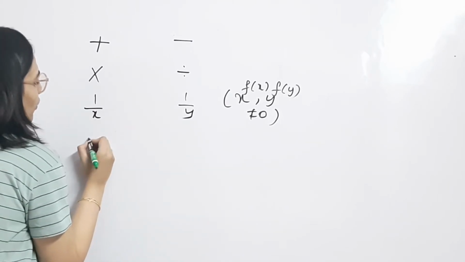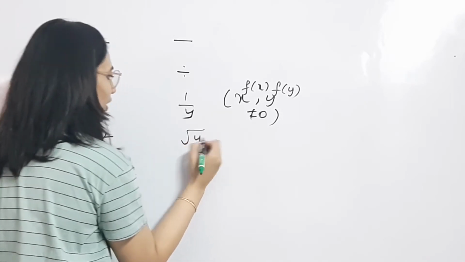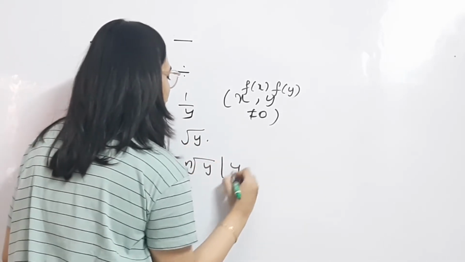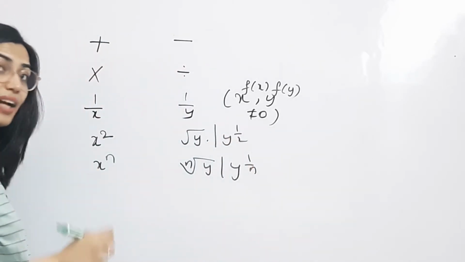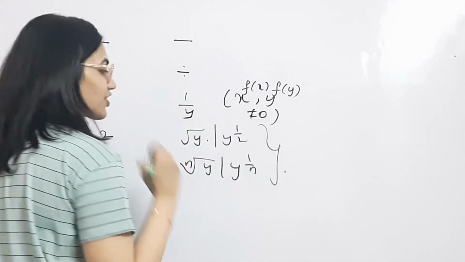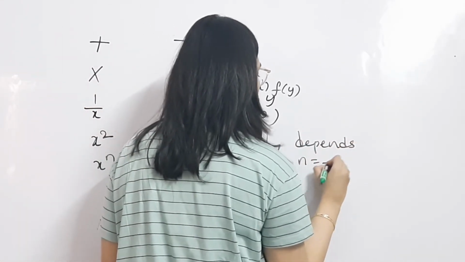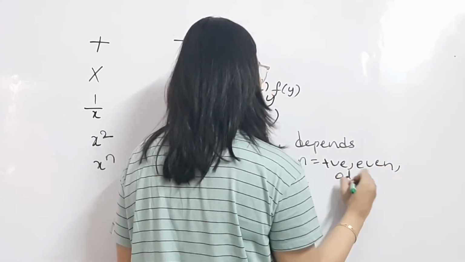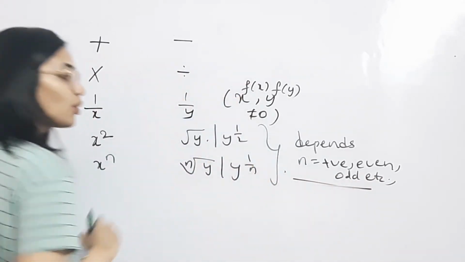Then, what else? x square will become root y. Or if you can say x power of n will become n root y. Or you can say y to the power of 1 by n, or here y to the power of 1 by 2. Right. But these two have certain restrictions. Depends upon whether n is positive, even, odd, etc. It's not always the case. There is a restriction here that you need to follow.